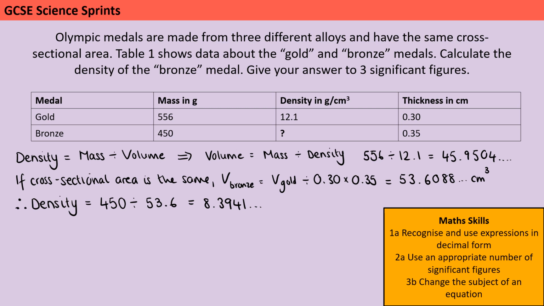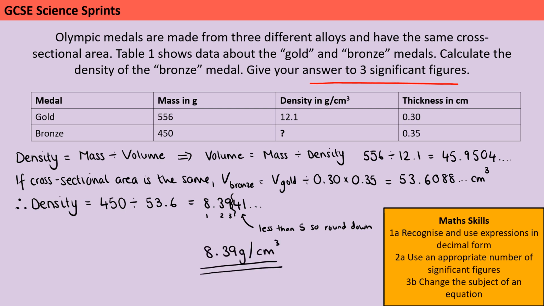Now this question has an additional step in that it asks me to give my answer to 3 significant figures. So I need to look at my answer and count off the first 3 significant figures, and then it's the 4th significant figure that determines whether I round up or down. So 4 is less than 5, therefore we're rounding down. So my final answer is going to be 8.39 grams per centimetre cubed.